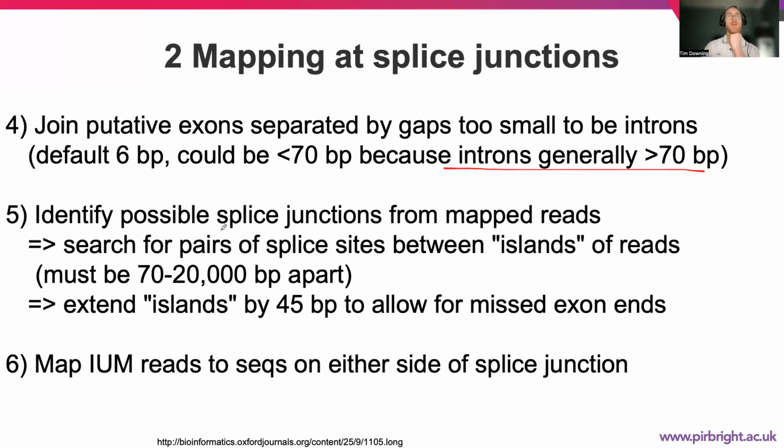And then they were able to identify splice junctions from the mapped reads where there were splice sites between islands of different reads that were at least 70 base pairs or much longer apart as well. These islands were extended by 40 base pairs to allow for missed exon ends. And then these IUM, the unmappable reads, could be mapped to the ends of these exons to infer splice junctions.